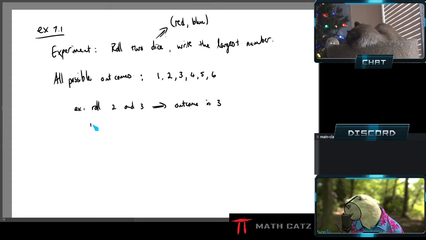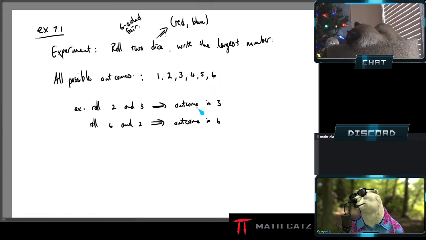Let's say a couple examples here. Roll 6 and maybe a 2. Then the outcome that I'm interested in writing down as the result is the largest of the numbers. But because my two dice are just six-sided and fair balanced dice, I can't get more than a 6 ever. So the largest number will never be more than a 6.